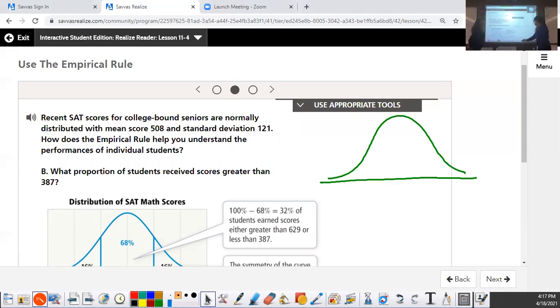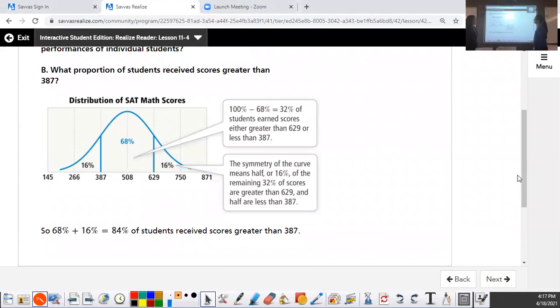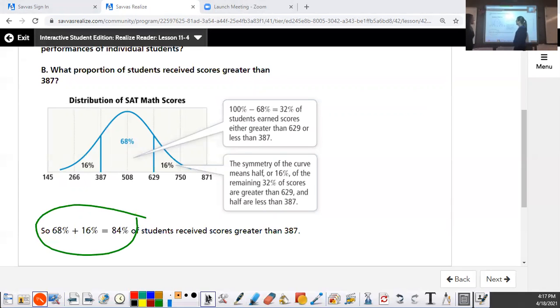We kind of jumped ahead of this one. We already talked about it. So 16%, if you had a 387, this is exactly what we just talked about: 16% scored lower than you. There is an element of you do have to read the question really carefully, because they're asking for scores greater than 387, whereas I might jump down to 387 and say 16%. But they want greater than.